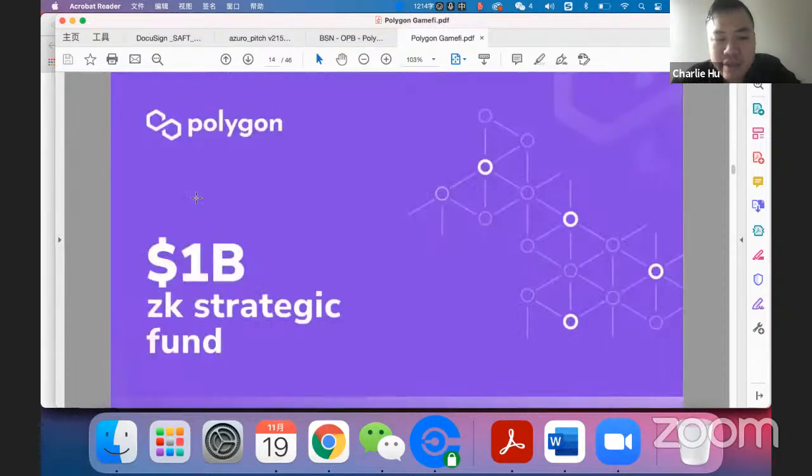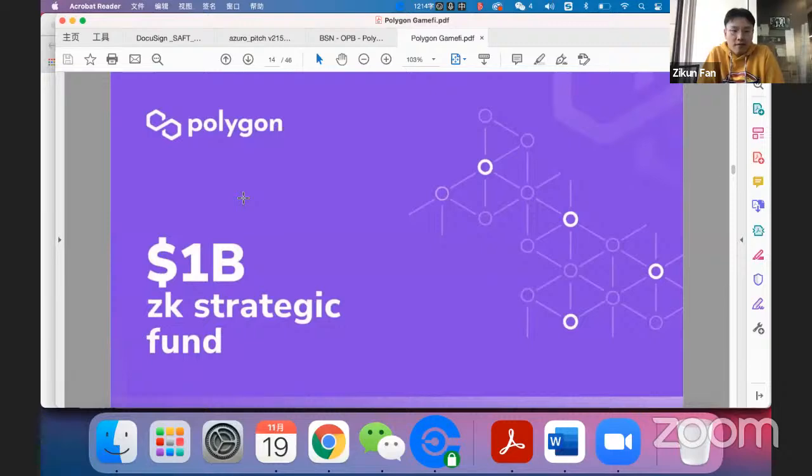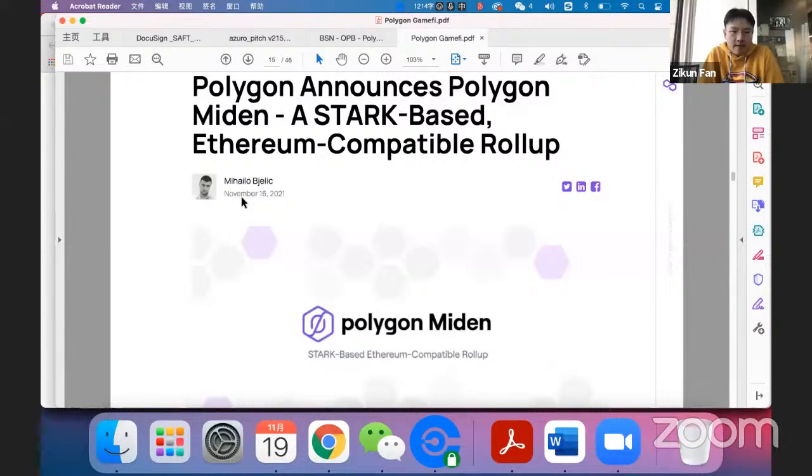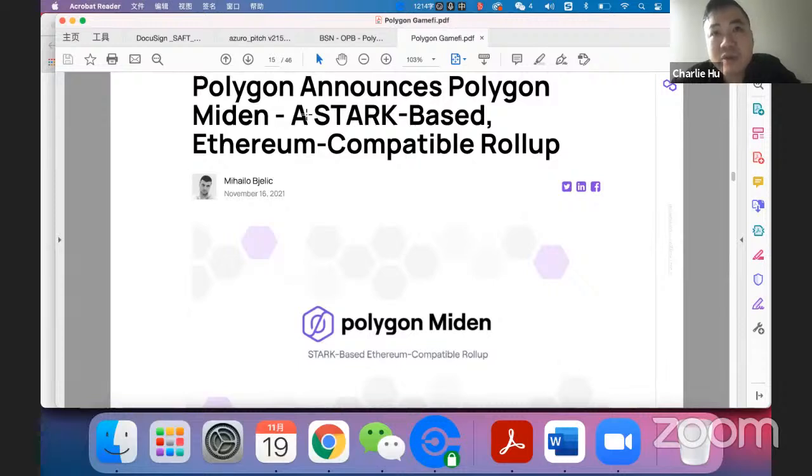As you can see, we deployed 1 billion from the treasury for the ZK rollup strategic fund. And we just acquired a new one called Polygon Miden. It's a team that used to build the zero knowledge proof STARK technology at Facebook. That team has joined the Polygon ecosystem as a separate project called Polygon Miden, for this ZK rollup, an EVM compatible rollup.